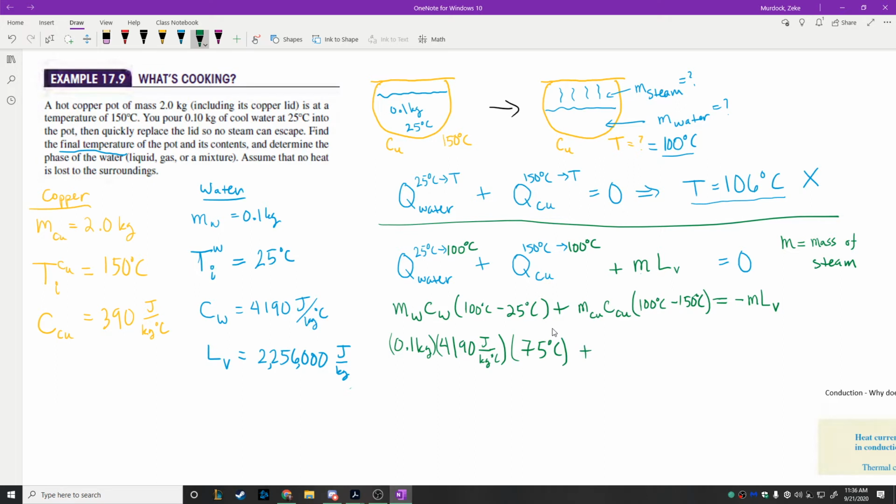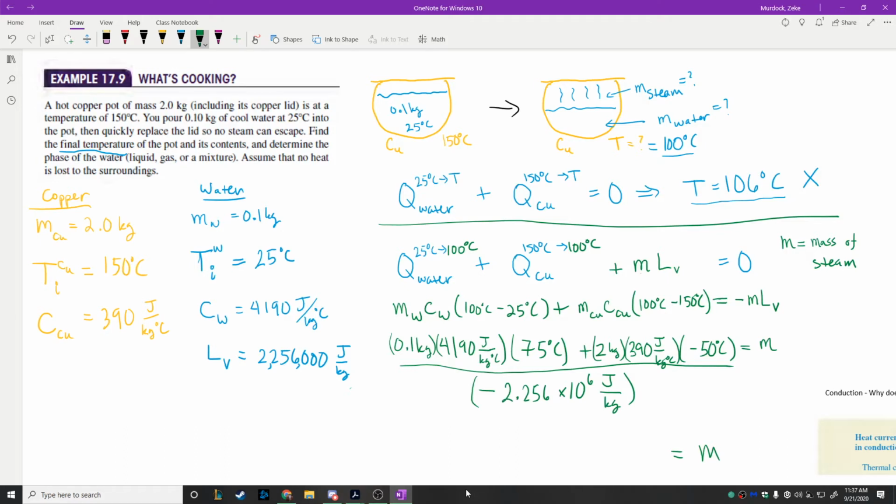Mass of copper is 2. Specific heat of copper is 390. Times 50. This is negative 50, right? That's equal to the mass that we're searching for. And I'm just going to divide by the negative L_V down here. So divide by negative and then put the latent heat, which I'm just going to write as 2.256 times 10 to the 6th joules per kilogram. And that'll give us the mass.